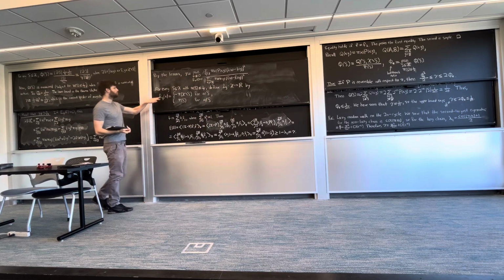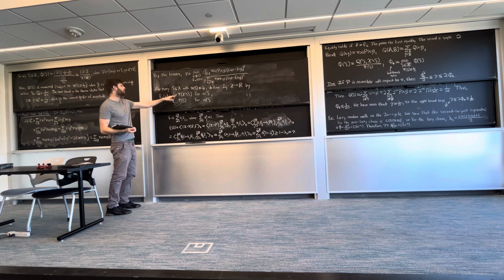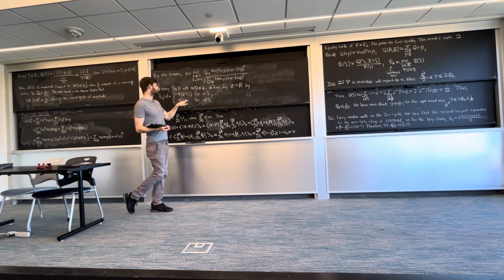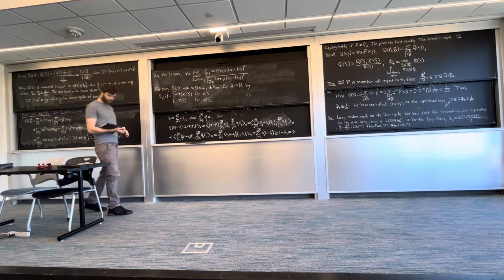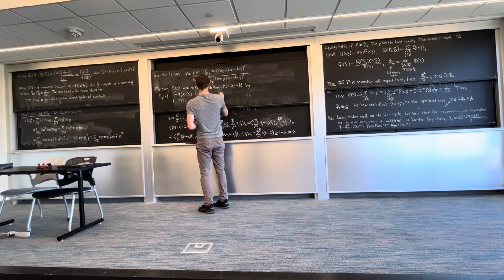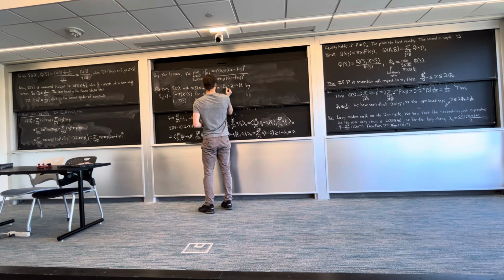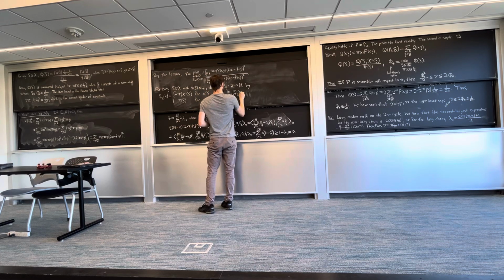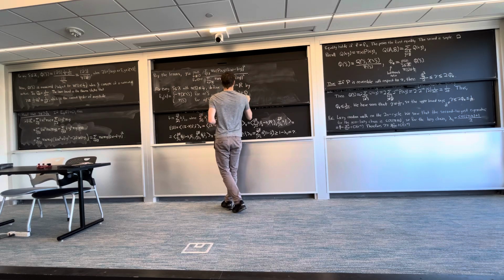So this function takes two values. For a fixed S, these are just constants. It takes this value when x is in S, and it takes this value when x is not in S. And what you can note is that the expected value of this function, E_pi of f_S, is 0.